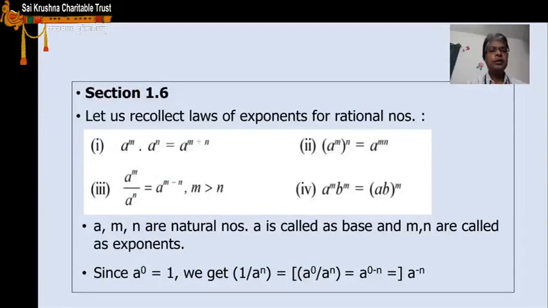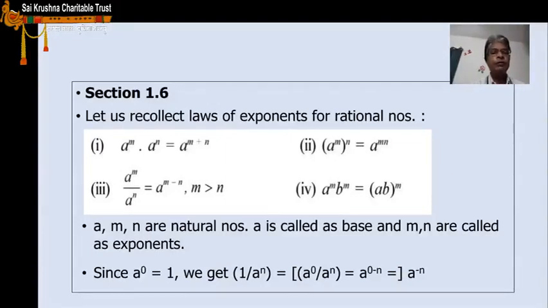Let us recollect the laws of exponents for rational numbers, which we have studied in earlier classes. a power m into a power n: the base remains the same, and m plus n is the answer. But for a power m whole power n, we multiply, a power m into n. That is, if a is the base on both sides, a power m into a power n is m plus n, whereas if there is a whole power n, then we multiply.